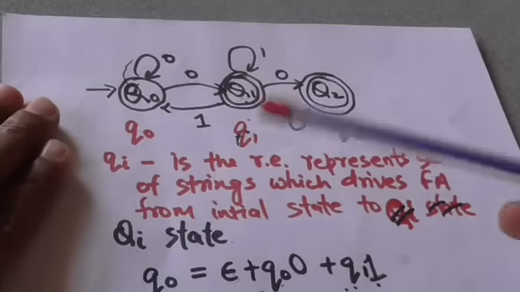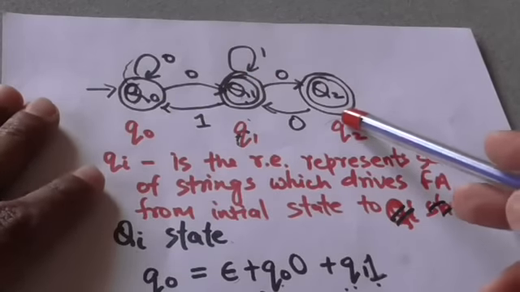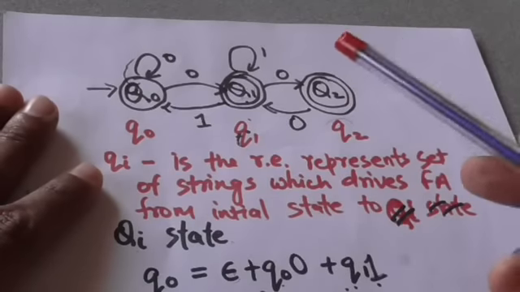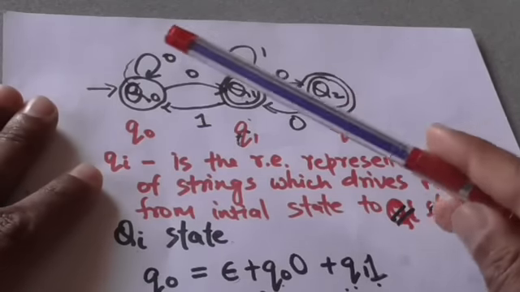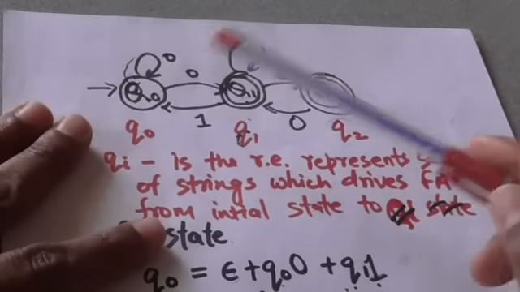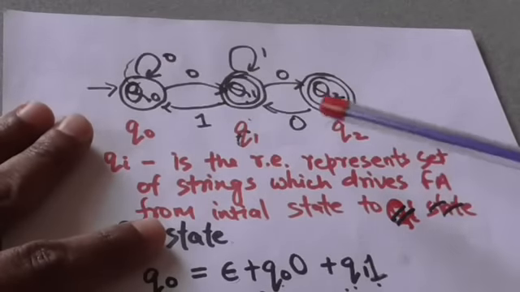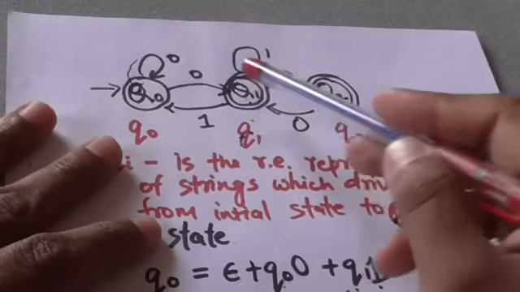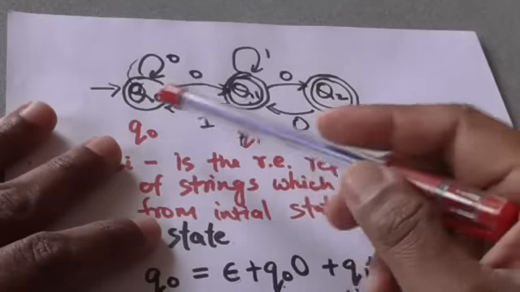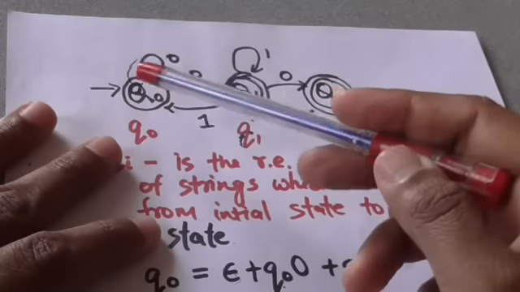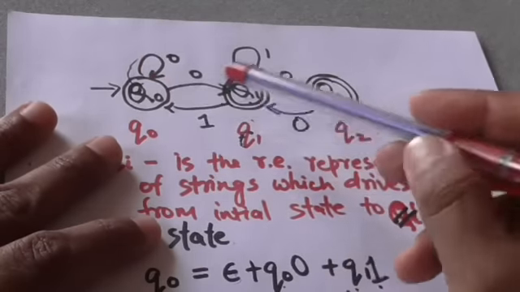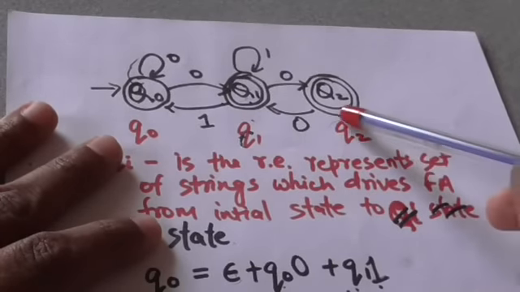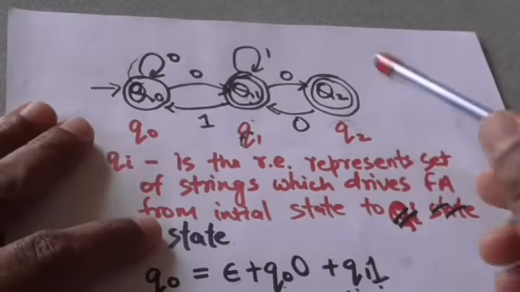Right? It means we have to find the regular expression for this finite automata which represents the set of those strings which drives this finite automata from its initial state to any one of its final states. So what we have done, we have associated a regular expression with each state of this finite automata. Q0 is associated with state Q0, Q1 is associated with state Q1, and Q2 is associated with state Q2.